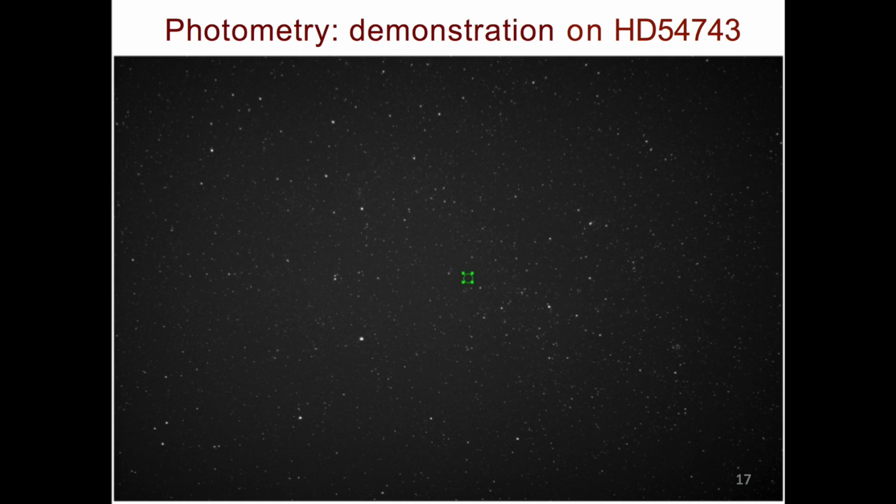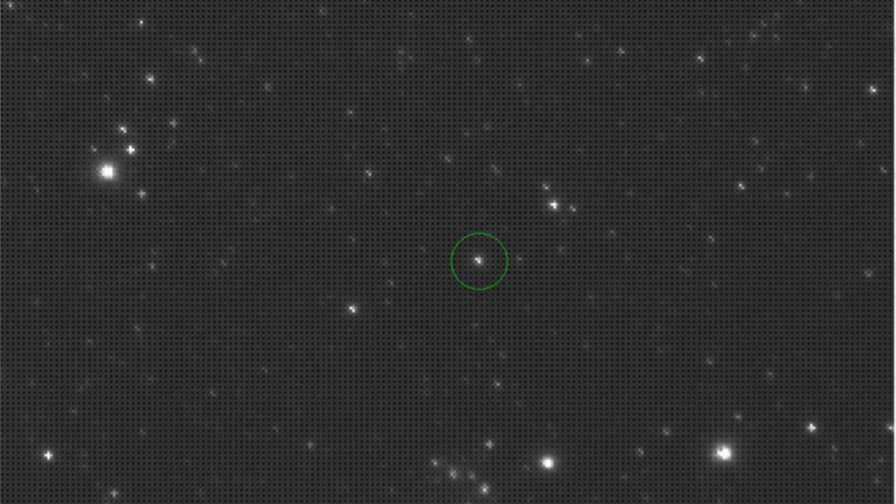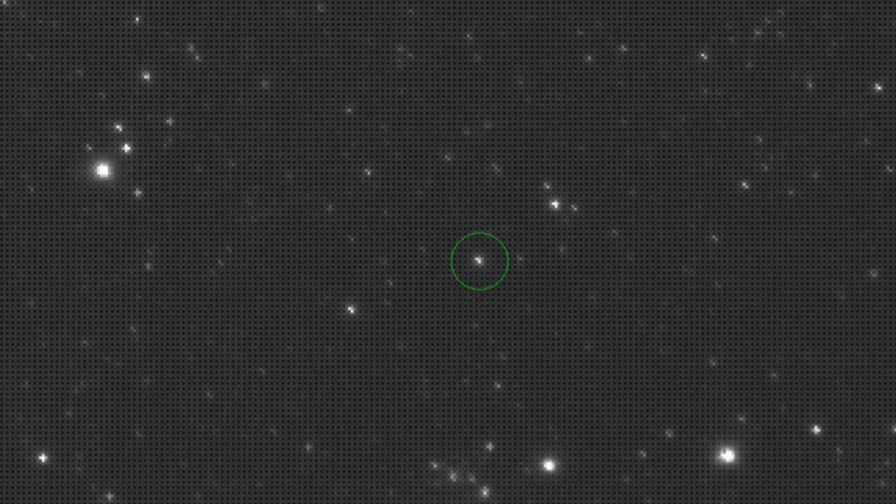The next slide shows a demonstration of this that we performed on a star that's approximately magnitude 9.5. So slide 17 shows the full frame image. There's a little green circle showing where the star that we use for this test is. If we zoom in, next slide, slide 18, we can see that star starting to appear in a portion of the previous image.